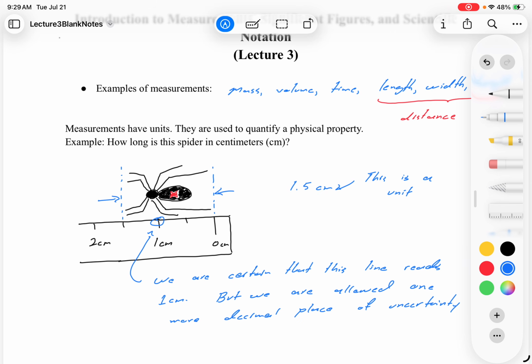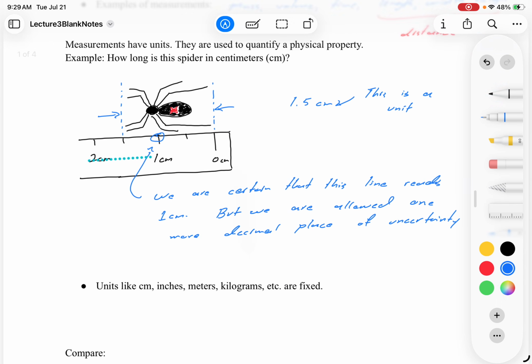So basically an estimate, right? Going back to the 1.5 centimeters, this right here is an estimate that we are allowed to do. So let's just call that 5 an estimate. And we are certain about the 1. The ruler says that 1 is certain, right? That's your certain value. So we know that the spider clearly passes 1, but we're not so sure whether it actually lands on the 5, right?